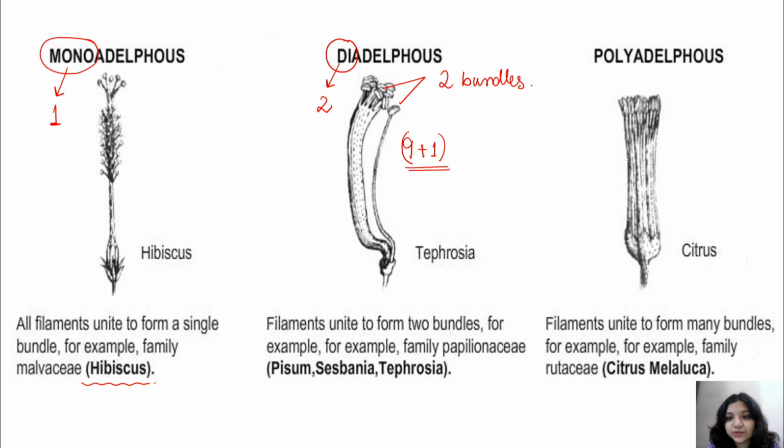The third type that you can see here is Polyadelphous. What do you mean by poly? Wherever you have the word poly, you should understand that it means many, right? So many means filaments unite to form a lot of bundles, many bundles. And this is found in the citrus family.